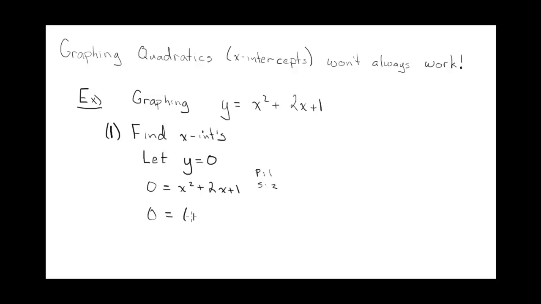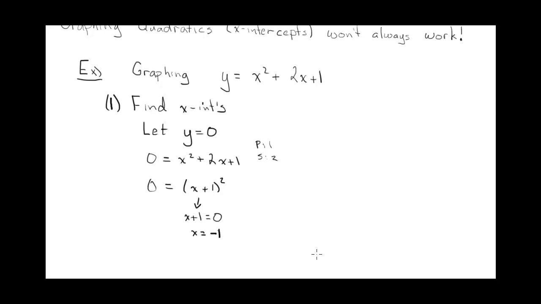You might recognize that's actually a perfect square. It's actually 1 and 1. So we have x plus 1 squared, which means that x plus 1 is equal to 0, which means x, just by subtracting 1 from both sides, x is equal to negative 1. So we only have one x-intercept.